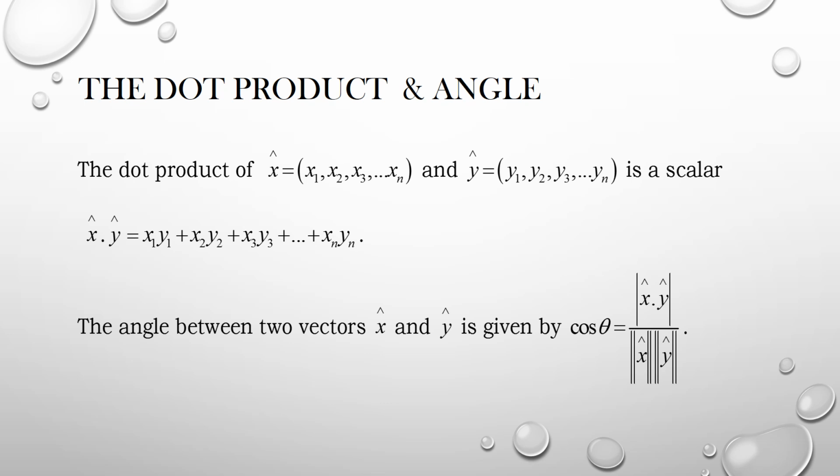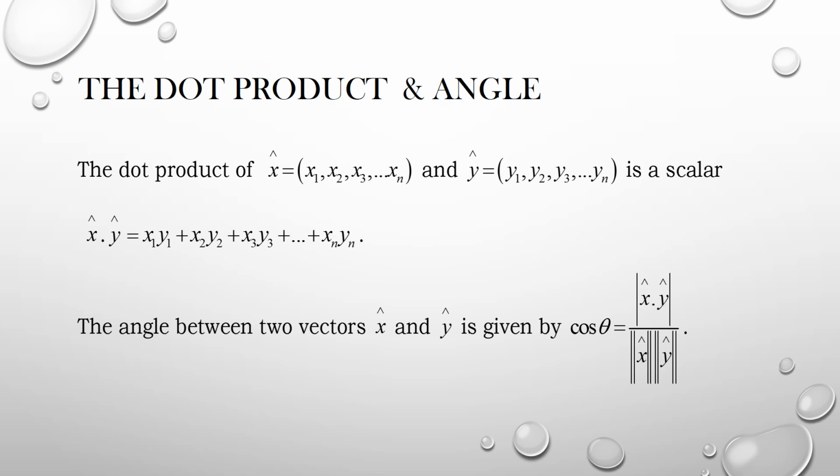Now we can define the angle between two vectors in Rn also. If x cap and y cap are any two vectors in Rn, how to define the angle between those two vectors? Here is the formula. If the angle between the two vectors is theta, cos theta is equal to modulus of x cap dot y cap divided by norm x cap times norm y cap.